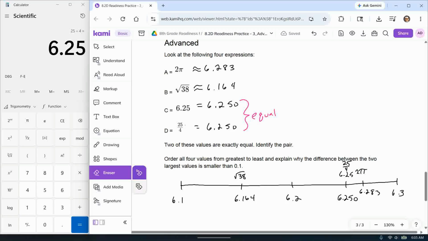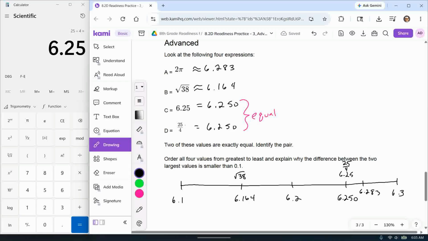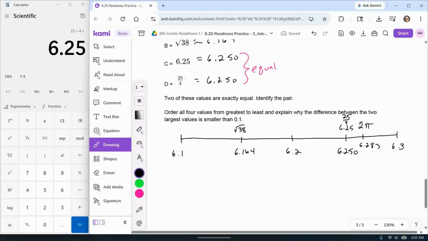All right, so now what we need to do is explain why the difference between the two largest values is smaller than 0.1. What are the two largest values? So my two largest values are 6.250 and 6.283. Why is the difference smaller than 0.1? Well, take a look at the values. That's going to the tenths place.